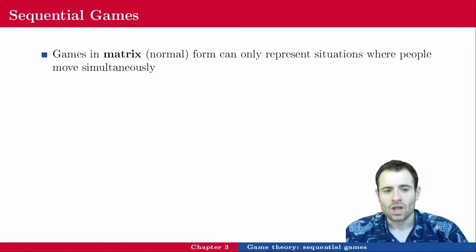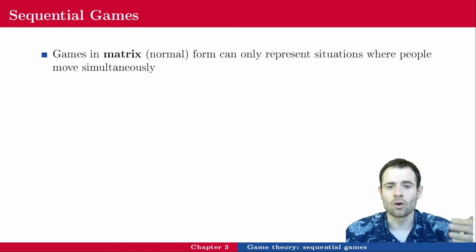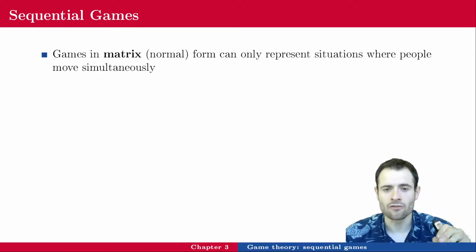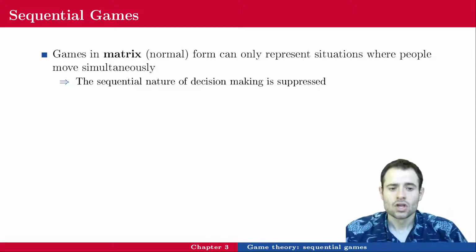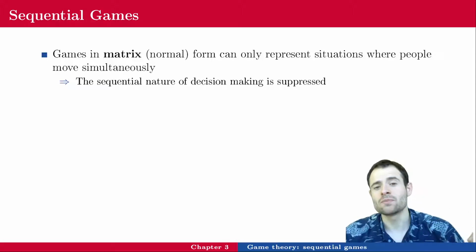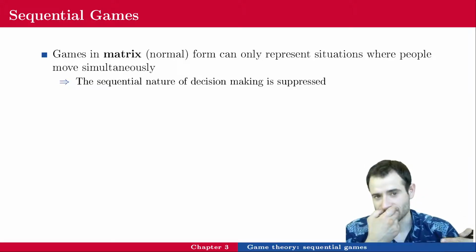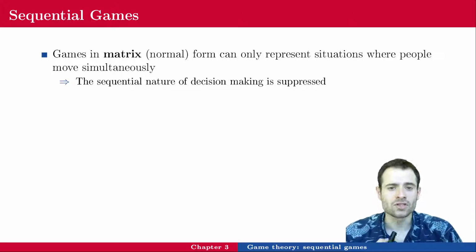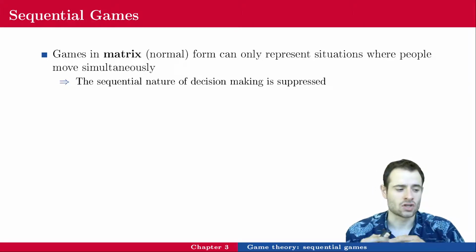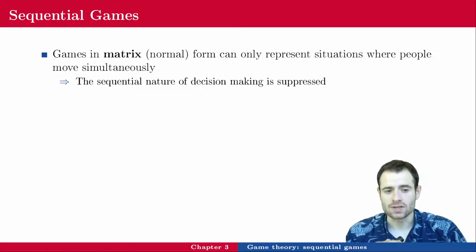So, games in matrix or normal form. All the games represented by a payoff matrix are said to be in normal form, and can only represent situations where people move at the same time. So the sequential nature of decision making is suppressed. We have no way to know who is moving first, and we cannot then analyze such games with a payoff matrix.